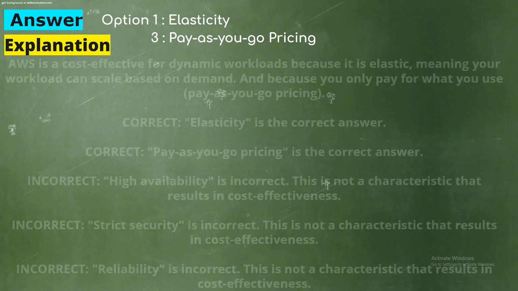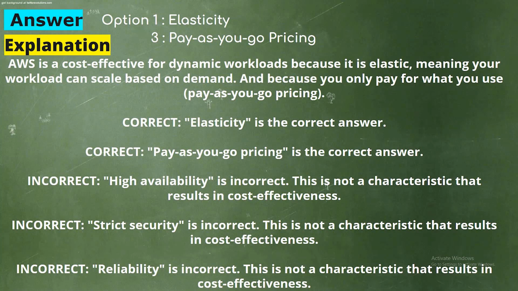Explanation. AWS is cost-effective for dynamic workloads because it is elastic, meaning your workload can scale based on demand. And because you only pay for what you use, pay-as-you-go pricing. Correct, elasticity is the correct answer. Correct, pay-as-you-go pricing is the correct answer. Incorrect, high availability is incorrect. This is not a characteristic that results in cost-effectiveness. Incorrect, strict security is incorrect. This is not a characteristic that results in cost-effectiveness. Incorrect, reliability is incorrect. This is not a characteristic that results in cost-effectiveness.